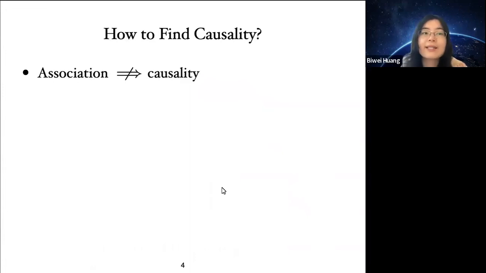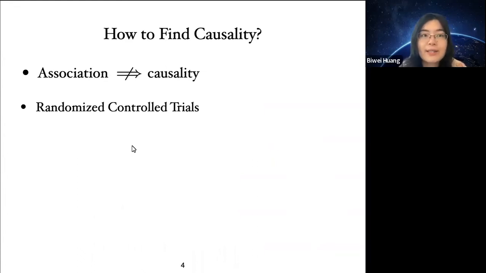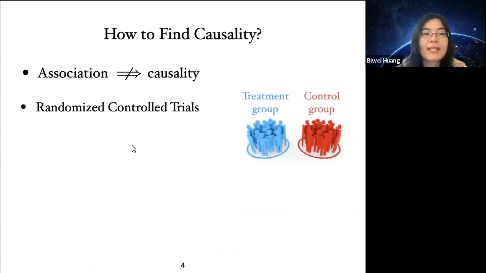We all know that association doesn't imply causality. So a traditional way of finding causal relationships is by doing randomized controlled trials. For instance, to examine whether a vaccine is effective for COVID-19, the subjects are randomly split into two groups. One is the treatment group, which gets the vaccine, and the other is a control group, which gets a placebo. The vaccine is effective if and only if the injection of the vaccine causes a reduced infection rate in the treatment group.